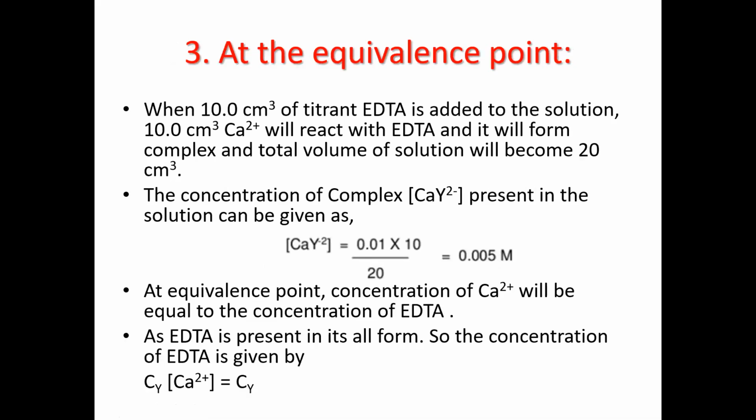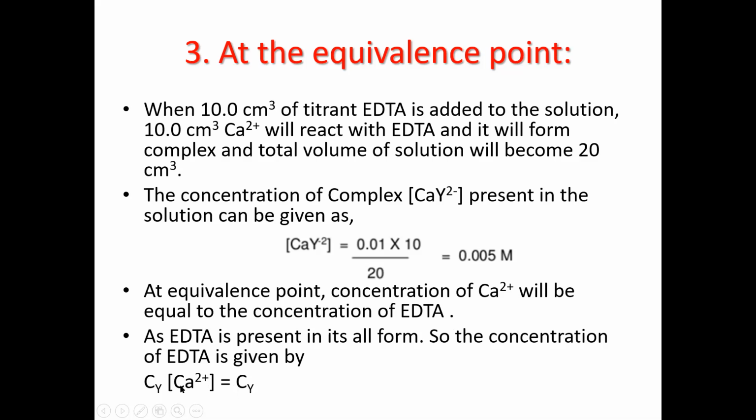Now, at the equivalence point, we expect that your 10 mL of titrant will react with 10 mL of the calcium ion, and it will form a complex, and the total volume of the solution will be 20 cm cubed. So you have 10 mL of your calcium all reacted. This is the molarity of your calcium ion, and this is the total volume. So that will be 0.005 molar. So at the equivalence point, the concentration of the calcium ion will be equal to the concentration of the EDTA.